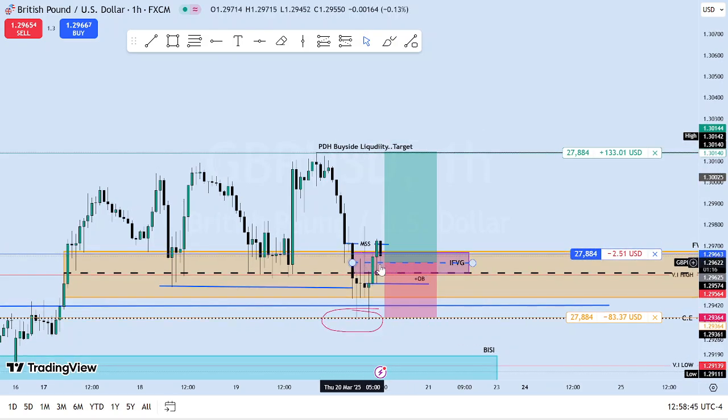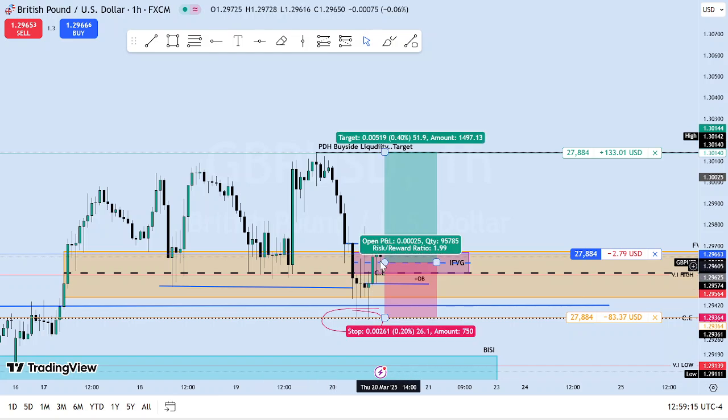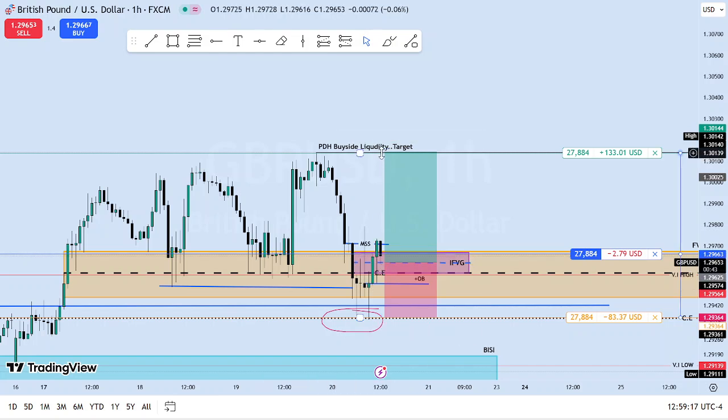We enter at the consequent encroachment of the inversion after a displacement. Price has taken the liquidity. So what price will do next is seek the next draw on liquidity. The next draw on liquidity above here is buy side liquidity, and the buy side liquidity resting above is the previous day high.